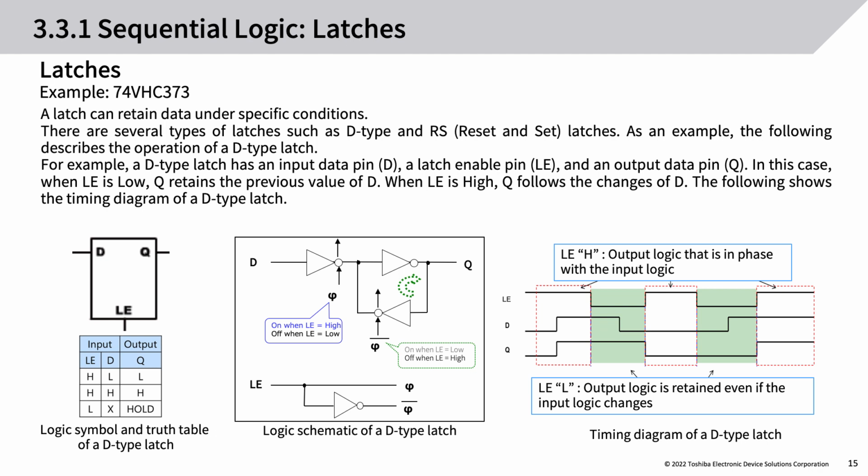For example, a D-type latch has an input data pin, D, a latch enable pin, LE, and an output data pin, Q. In this case, when LE is low, Q retains the previous value of D. When LE is high, Q follows the changes of D. The following shows the timing diagram of a D-type latch.